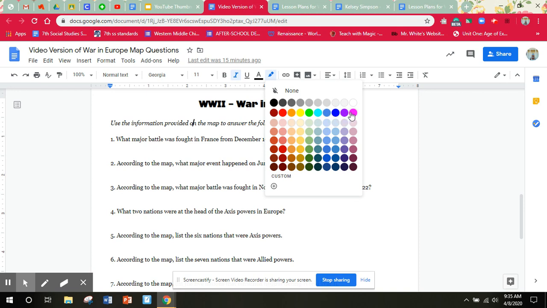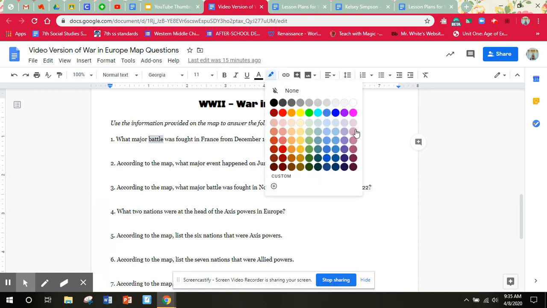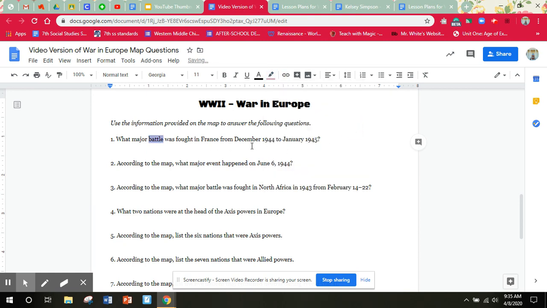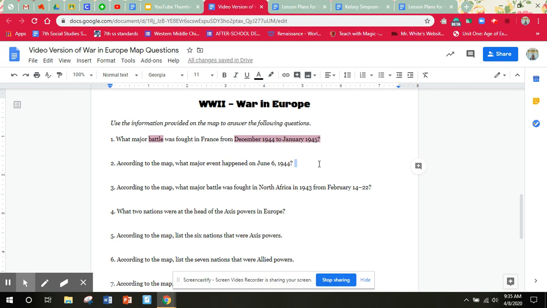So we're just going to start like Miss K did yesterday by highlighting the important stuff. And I'm going to pick a color that I like. So again, we're using the information provided on the map to answer the following questions. So what major battle, I'm going to highlight battle, was fought in France from December 1944 to January 1945. Right? Those are important dates. These are all things that we need in order to answer that question. I'm going to highlight France too because it tells us the country.